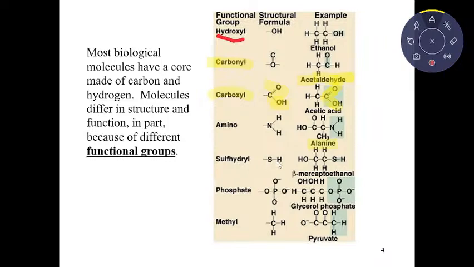Next, the sulfhydryl group means an SH bond. We will take beta mercaptoethanol. In this, the SH bond is connected to one of the two carbons. Next, the phosphate group. See how it is connected, for example in glycerol phosphate.